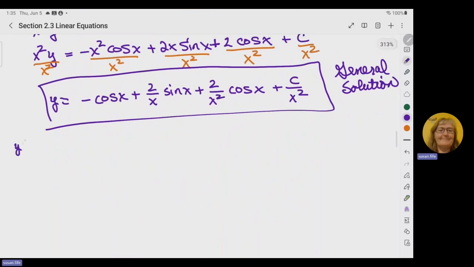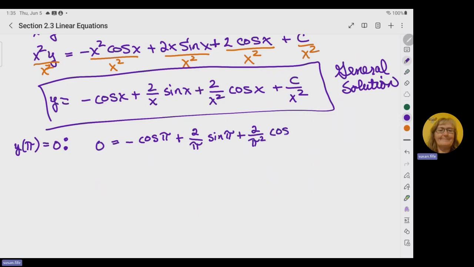So I know that y of pi equals 0. That means when x is pi, y is 0. So I get 0 for y equals negative cosine pi plus 2 over x, where x is pi, sine pi plus 2 over pi squared cosine pi plus c over pi squared.